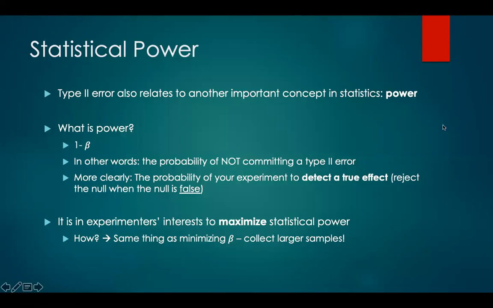Now, type 2 error also relates to another important concept in statistics: power. What is power? Well, power is 1 minus beta. In other words, the probability of not committing a type 2 error. Stated more clearly, it's the probability of your experiment to detect a true effect, or to reject the null hypothesis when that null hypothesis is false. So it is in an experimenter's interest to maximize statistical power. Well, how do we do this? The same way as minimizing beta. We collect larger samples.